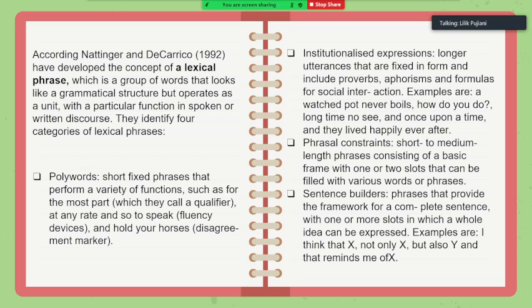According to Nattinger and DeCarrico in 1992, they developed the concept of lexical phrase, which is a group of words that looks like a grammatical structure but operates as a unit with particular functions in spoken or written discourse. They identify four categories of lexical phrases. The first is polywords, and the second is institutionalized expressions. The third is phrasal constraints, and the last is sentence builders. Next slide.